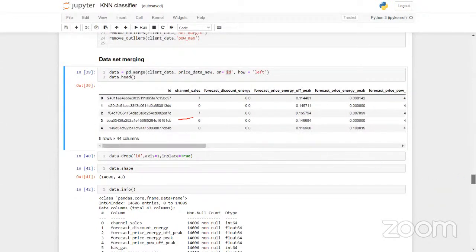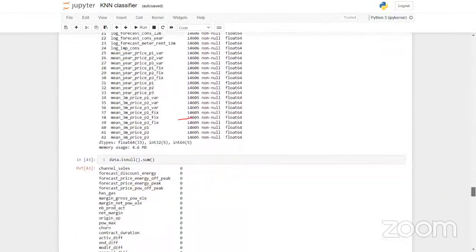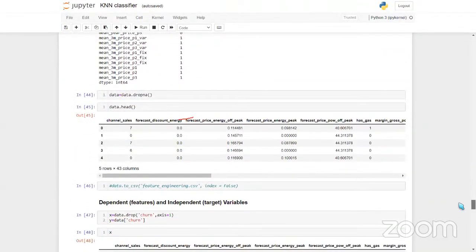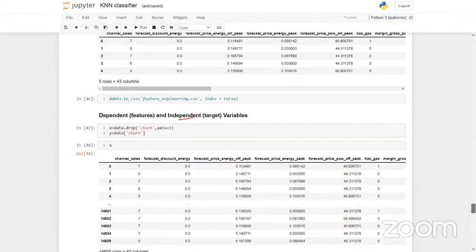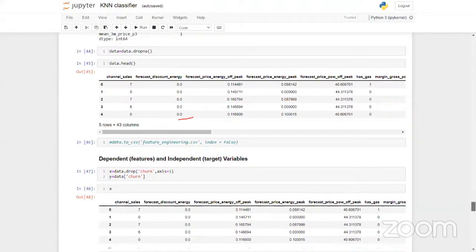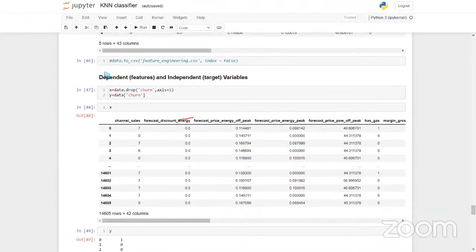It has 44 columns. Okay, and then we try to find the NA values. If there are NA, we are dropping it. Then we are dividing the X and Y, meaning output and input values. X is the input, Y is the output. We are doing that here.